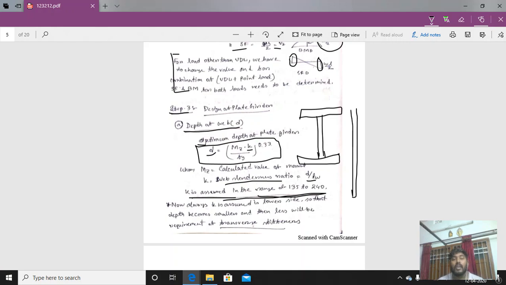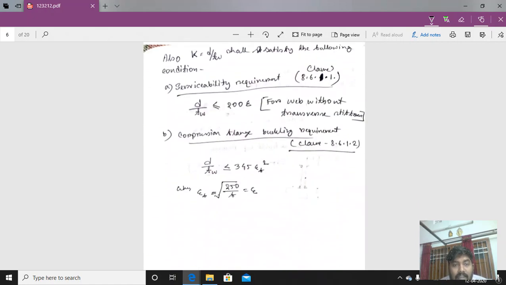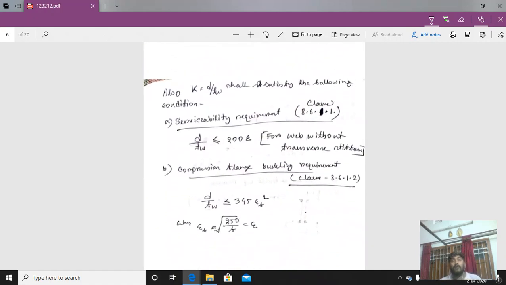So the value of the k should be taken in the range. Now the d by tw should also satisfy the following criteria, the criteria I have given. Now in the math it will be mentioned whether the web is without transverse stiffeners, or with transverse stiffeners, or with horizontal stiffeners. Now the k by d tw shall satisfy the following condition.